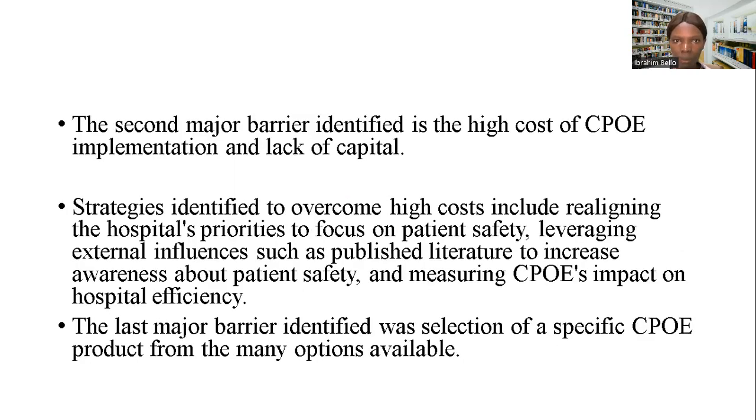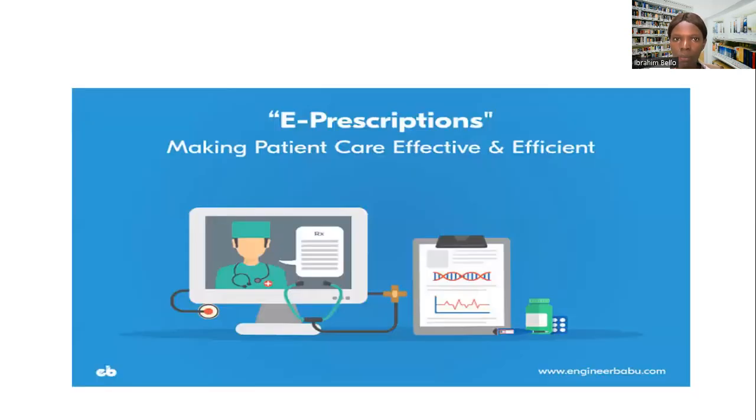The second major barrier identified is the high cost of computerized provider order entry implementation, and lack of capital. Strategies identified to overcome high costs include realigning the hospital priorities to focus on patient safety, leveraging external influences such as published literature to increase awareness about patient safety, and measuring computerized provider order entry's impacts on hospital efficiency. The last major barrier identified was selection of a specific computerized provider order entry product from the many options available.